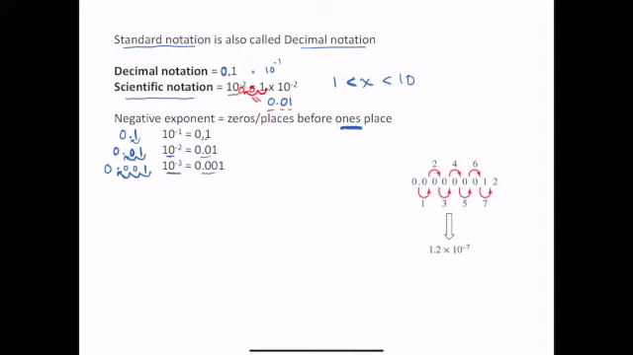And people sometimes ask, do I move the decimal left or right? I think it's easier to think of, what is your original standard notation number? Is it a very large number, or is it a very small number? And so a very small number will end up with a negative exponent. A very large number will end up with a positive exponent.